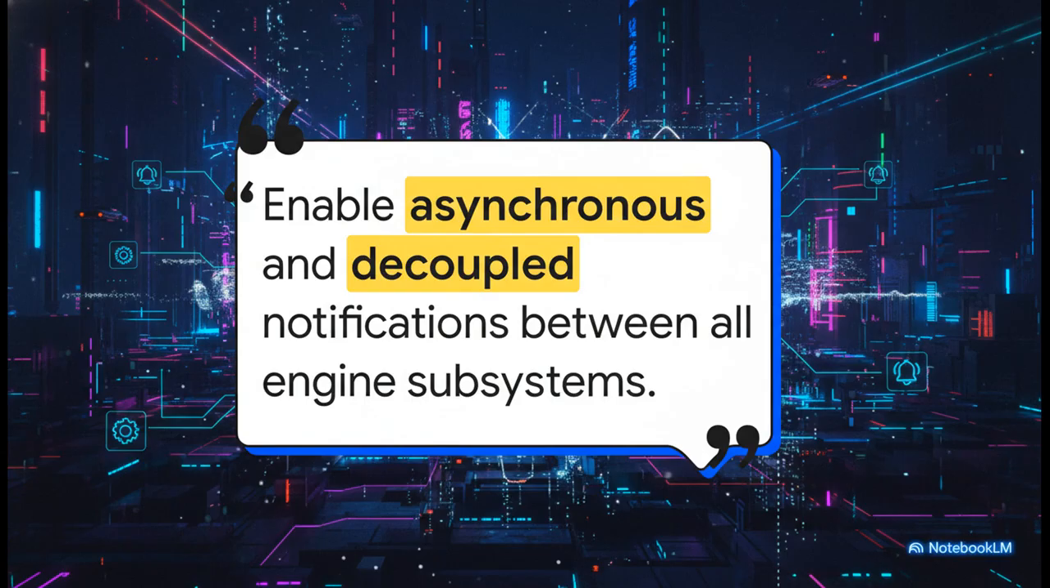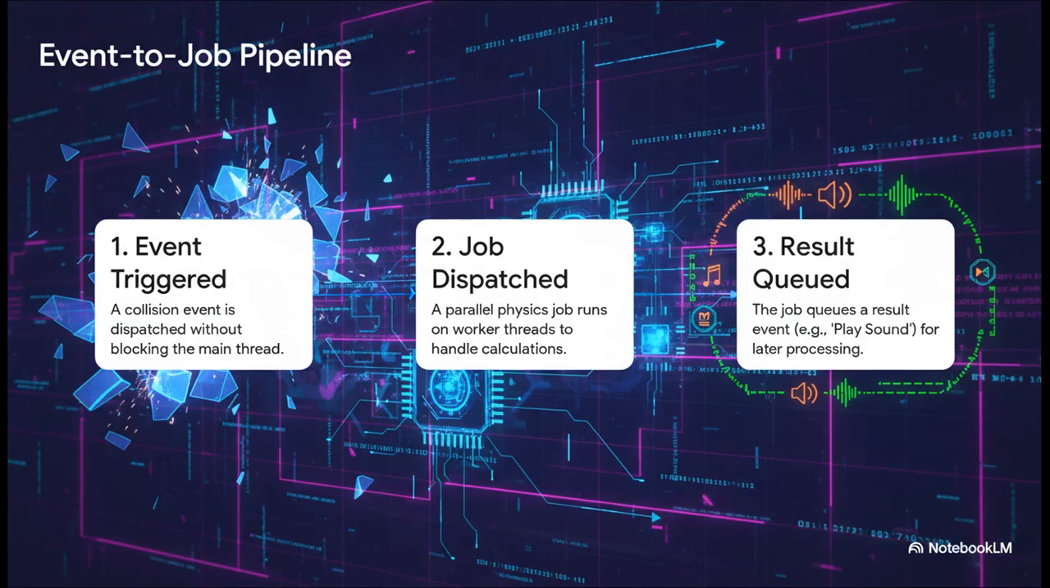Now that's just a technical way of saying that no system is ever forced to stop and wait for another one. A system can fire off a request for some complex work and then immediately move on to its next task, trusting that it'll get a notification when the result is ready. And this is achieved with what's called the event-to-job pipeline. It's a beautiful flow. Let's walk through it.